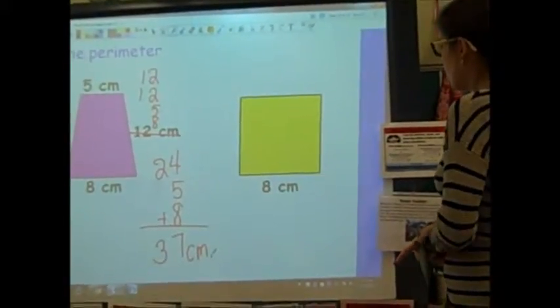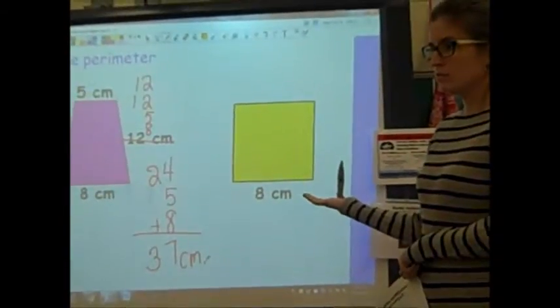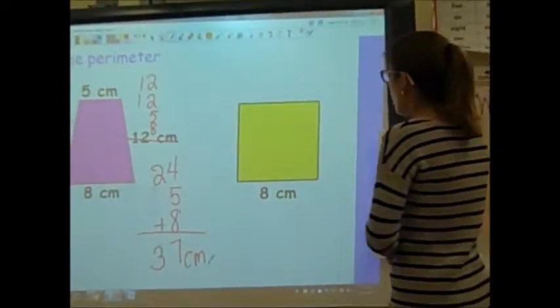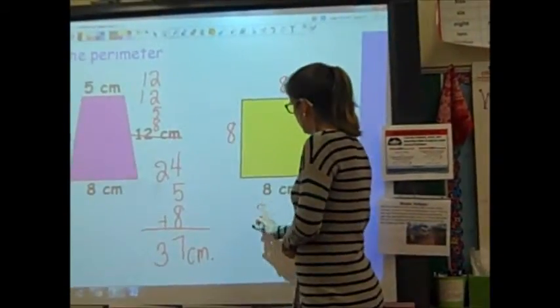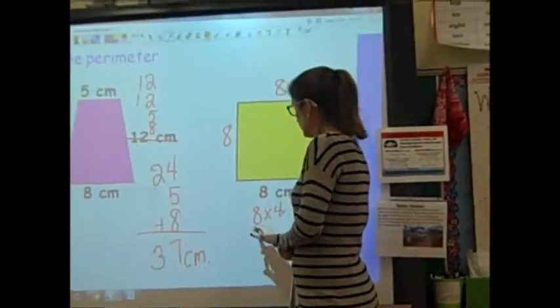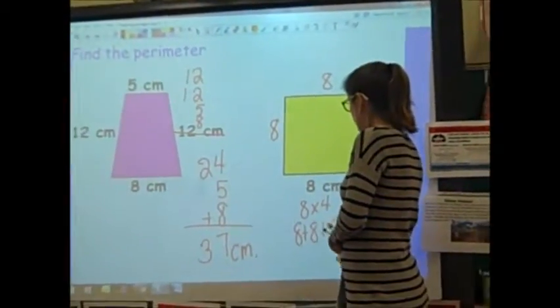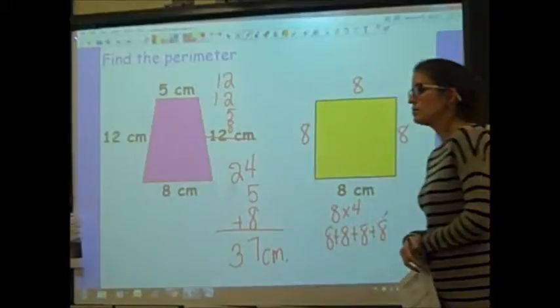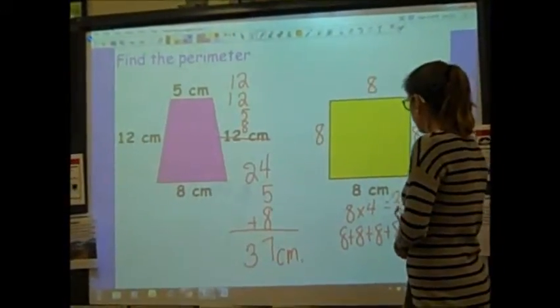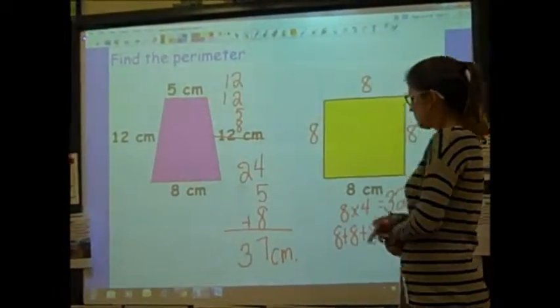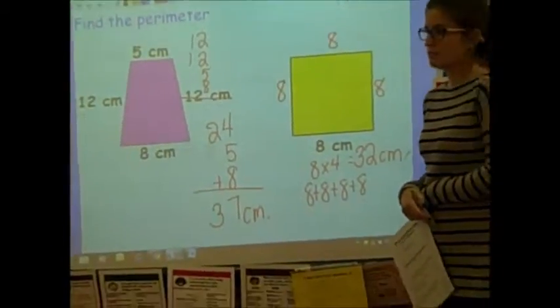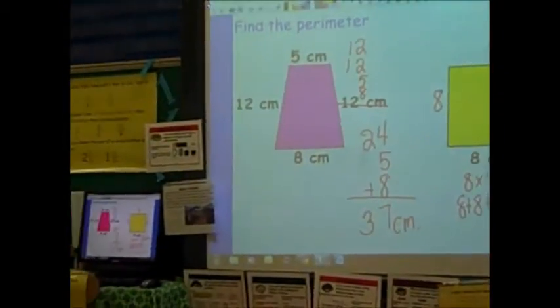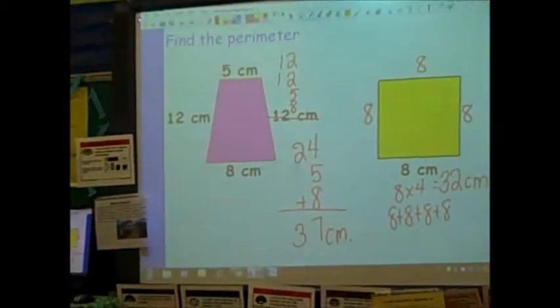And then for the square, we only have one side labeled. Right, because on a square, all sides are the same. So for that, are we gonna say 8 plus 8 plus 8 plus 8? 32 what? Hopefully that's the same way you guys learned it. Nothing crazy there. They will see some different figures that are all sides are labeled, so they just have a lot of numbers to add up.